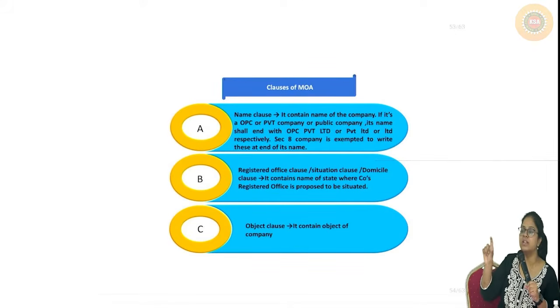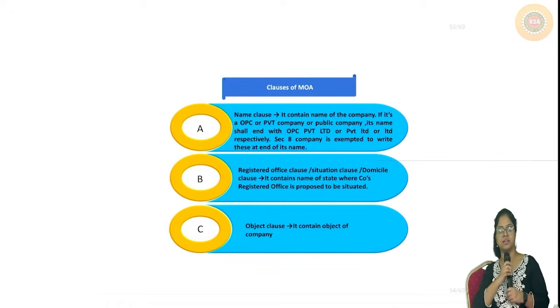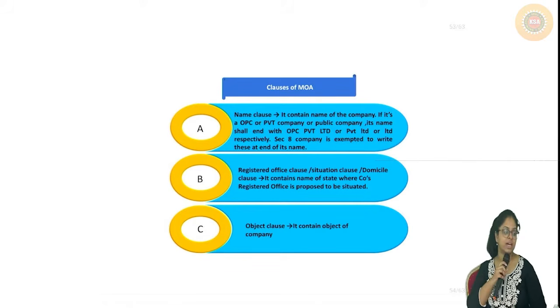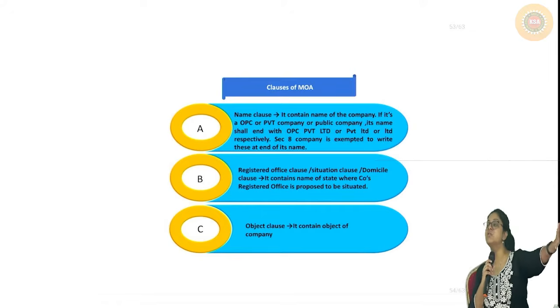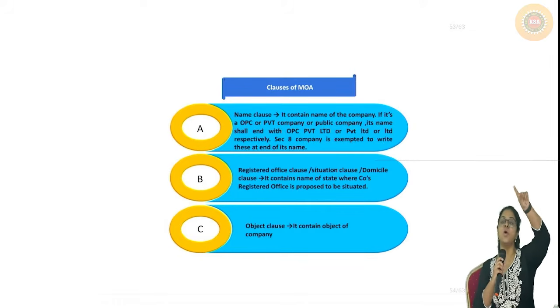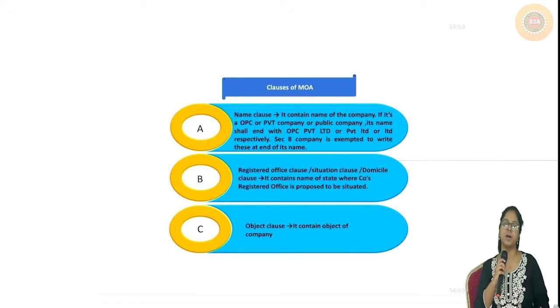Now tell me, this concept of constructive notice, is it protecting the company or is it protecting the outsiders? It is protecting the company. The concept of constructive notice protects the company because it puts the responsibility on the outsider, saying that you should have read the MOA and AOA before coming. You cannot blame the company. If the company can enter into a contract, you should have entered, otherwise you should not have. Are you able to understand, guys?